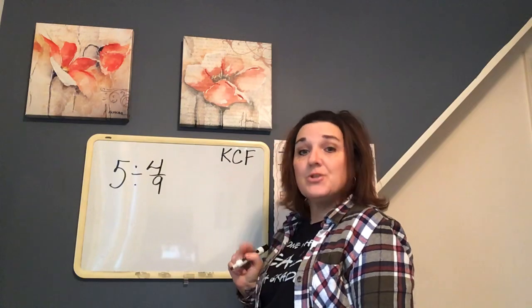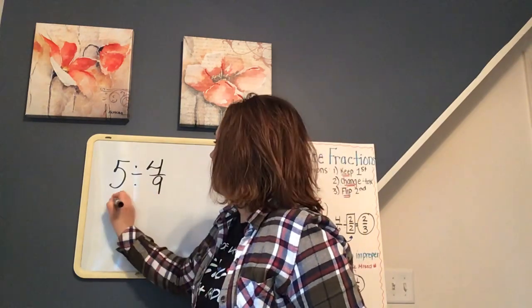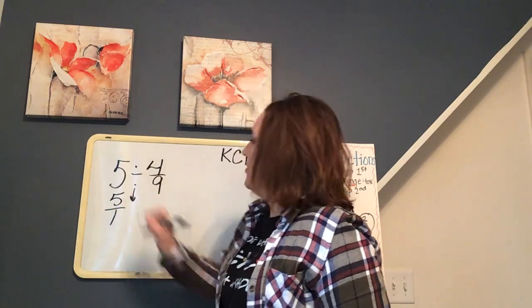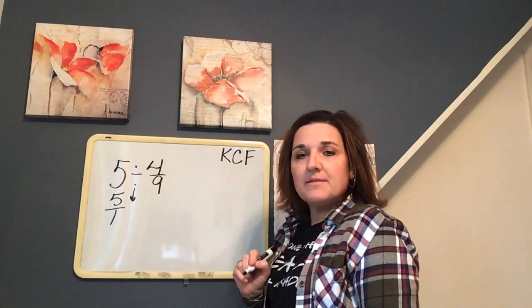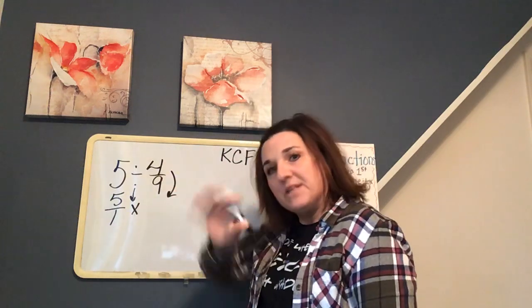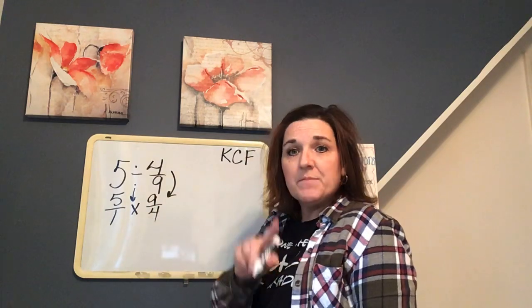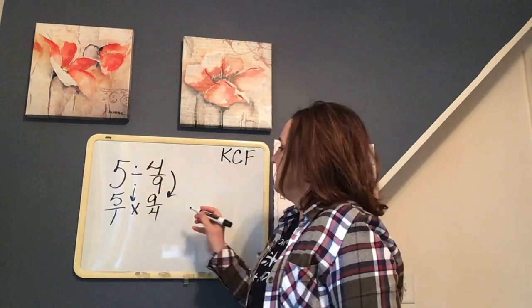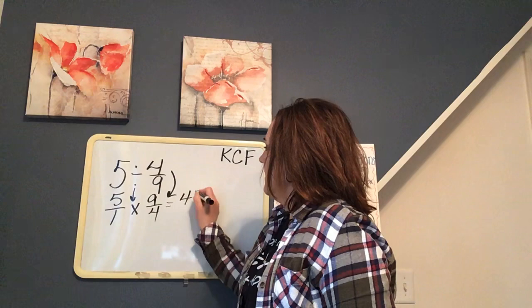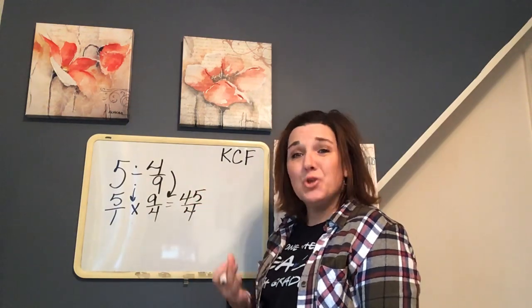The very first thing we need to do is make that 5 a fraction, sorry. You are going to change that division sign to a multiplication, and you are going to flip that second fraction. Always flip the second, never flip the first. That is not what we want. That is super big on top.